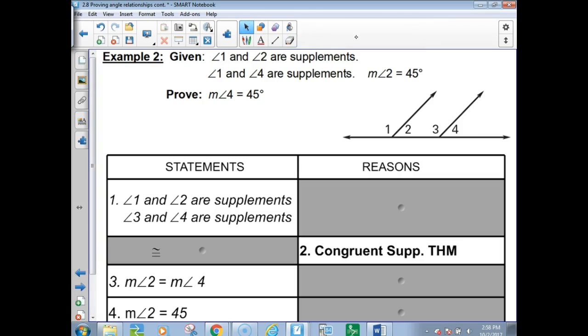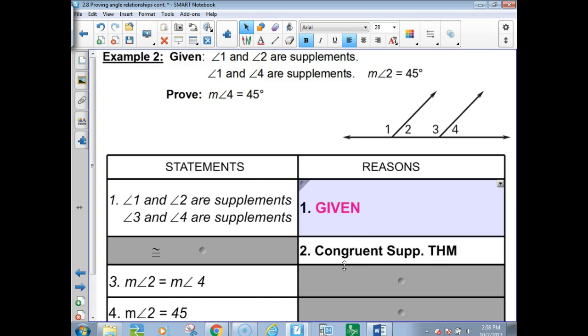Okay, so I'd like you to try this one with me, and maybe you can give me some help with it. It says angle 1 and angle 2 are supplements, and angle 3 and 4 are supplements. This is going to be a very fast proof. It was given. Angle 1 and 2 are supplementary. They form a linear pair. Angle 3 and 4 are supplementary. They form a linear pair.